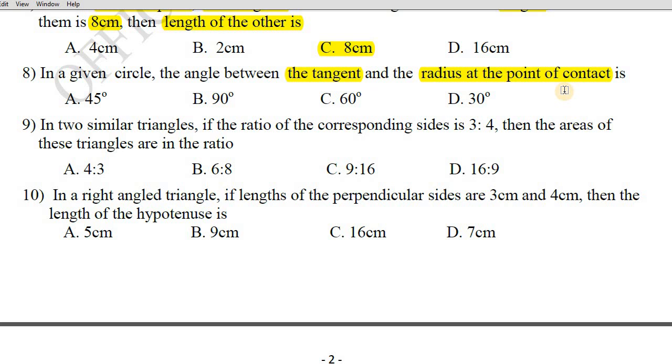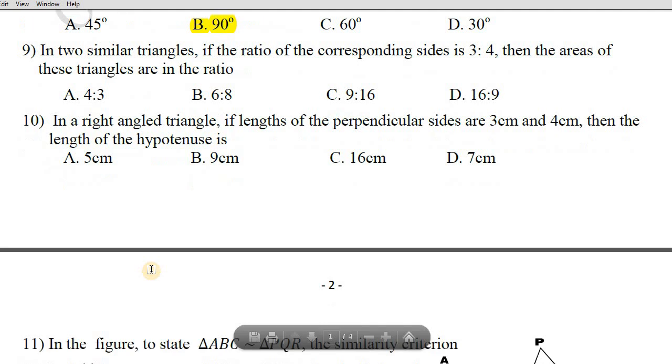So this is the first theorem in circle chapter. So the angle between tangent and radius at point of contact is always 90 degree. It means tangent drawn at point of contact with radius is perpendicular to the radius. So that concept. So next, question number 9, children.